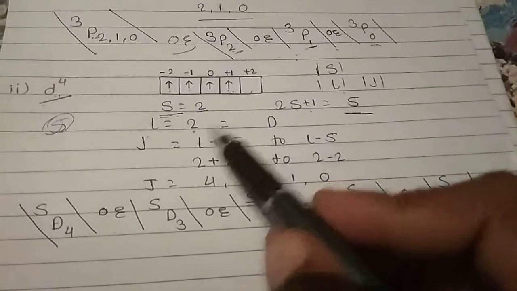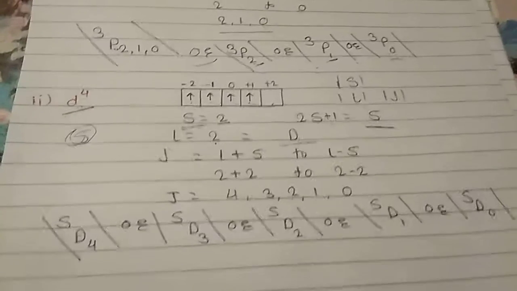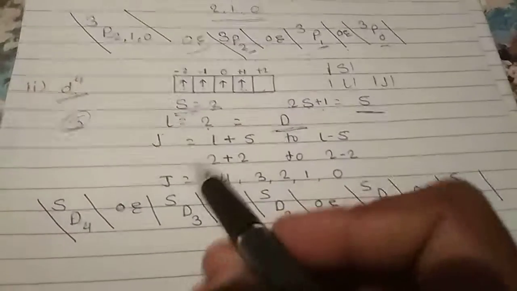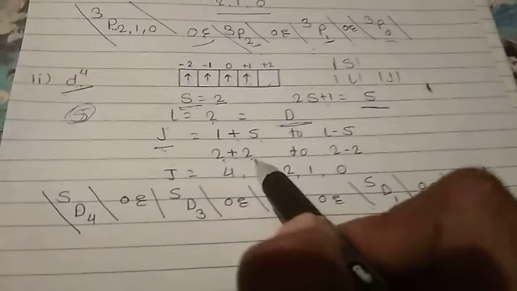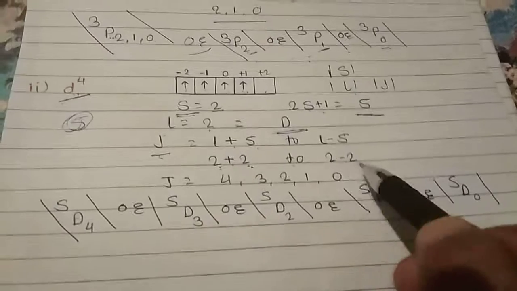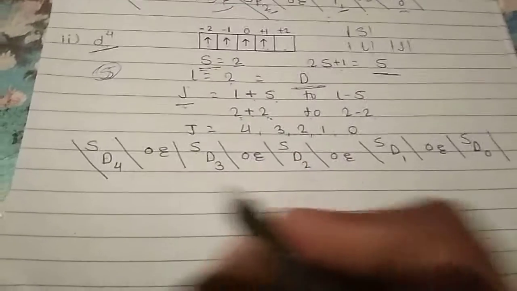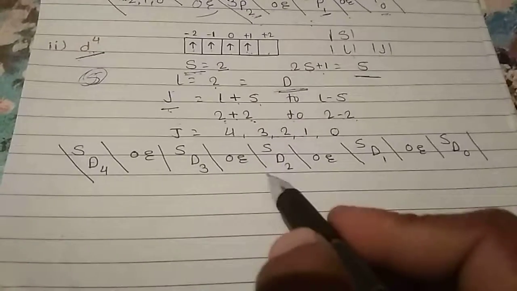So for L equal to 2 we use D as the symbol. We previously learned that when L is equal to 0 we use S, L equal to 1 P, and when L equals 2 we use D. And in Russell-Saunders coupling, that is LS coupling, L plus S is 2 plus 2, which is equal to 4, and 2 minus 2, that is 0. All the values intermediate between 4 and 0 are taken here, and all the term symbols are placed here, so there will be 5 term symbols.